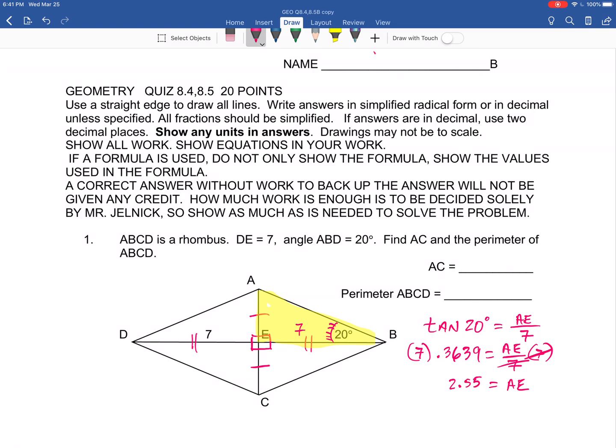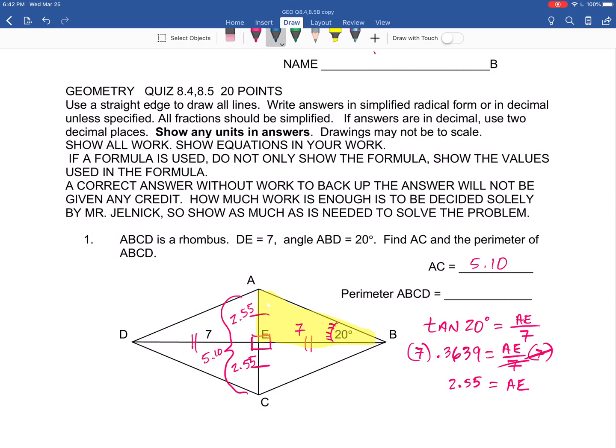Now, that's not our answer. That's 2.55. I want the whole thing right there. That's going to be double it. That's going to be 5.10. Now, so that's that part.